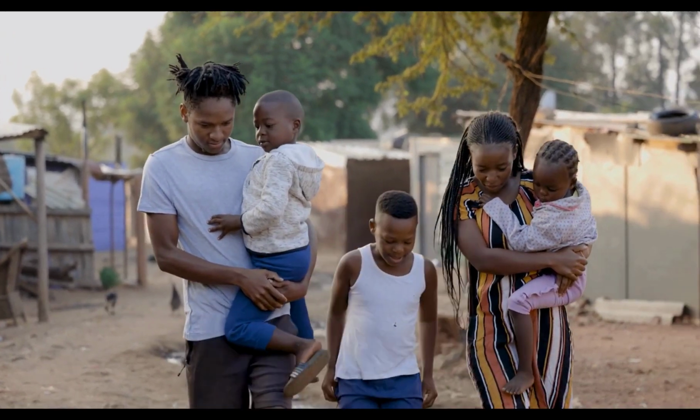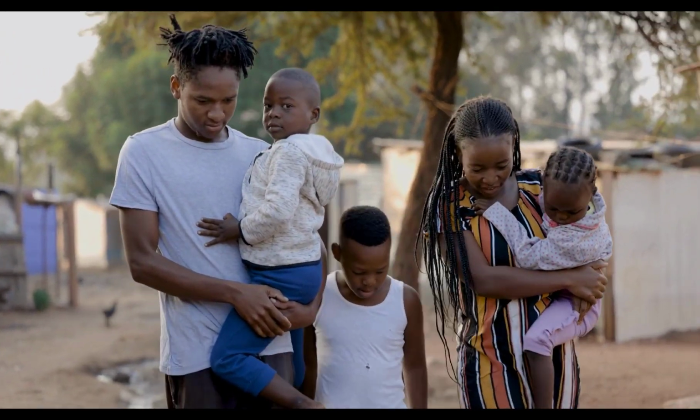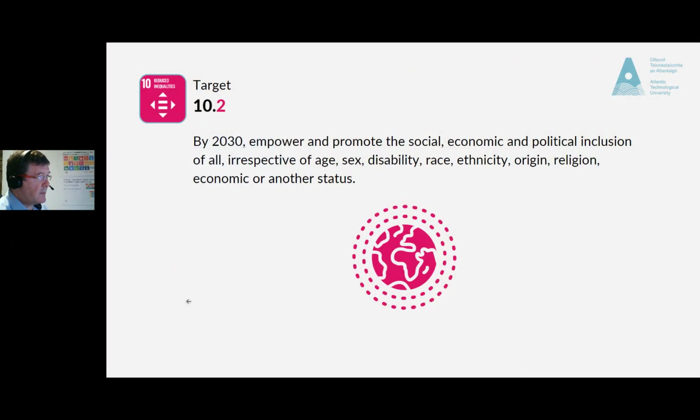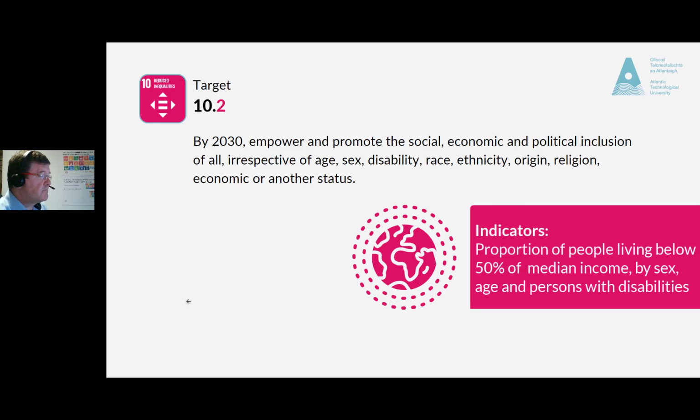Global income inequality is vast. I think we're all familiar with that, just looking at the list of the world's richest people compared to the world's poorest people. So how do we monitor this? The indicator here is the proportion of people living below 50% of the median income by sex, age and persons with disabilities.